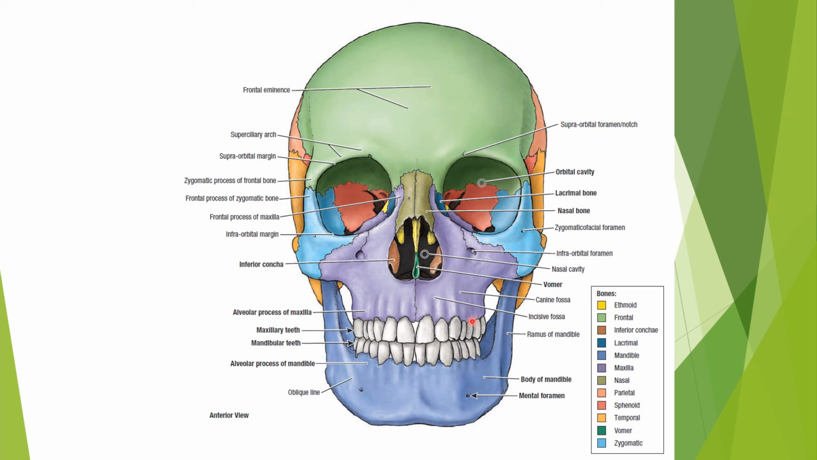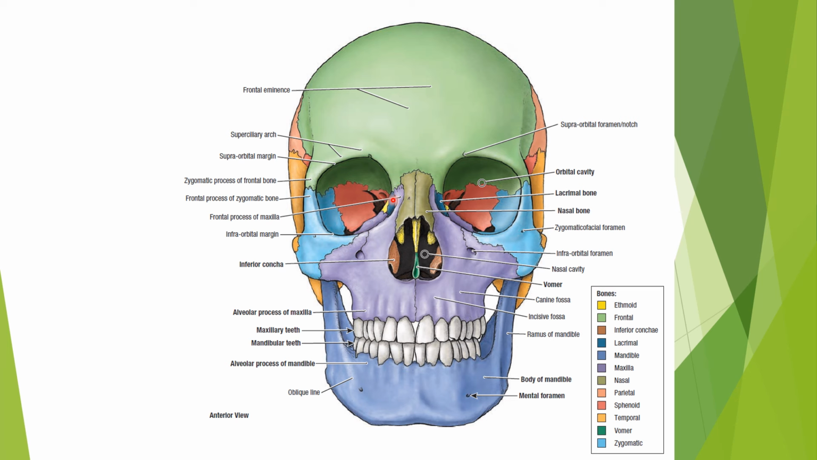This is the alveolar process of the maxilla. This is the alveolar process of the mandible. This is the mandibular teeth, and this is the maxillary teeth. This is the inferior concha. This is the vomer. This is part of the ethmoids. Also, this is a part of the ethmoids.